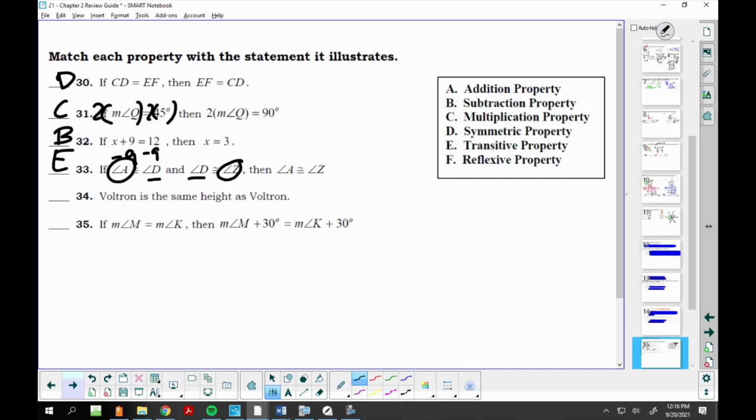Voltron's the same height as Voltron. That's like you look in the mirror and you see the same thing back. Right? 5x equals 5x. That's called the reflexive property. It's not the reflection property. Reflexive property. And then here, they added 30 to both sides of the equation. So that would be the addition property.